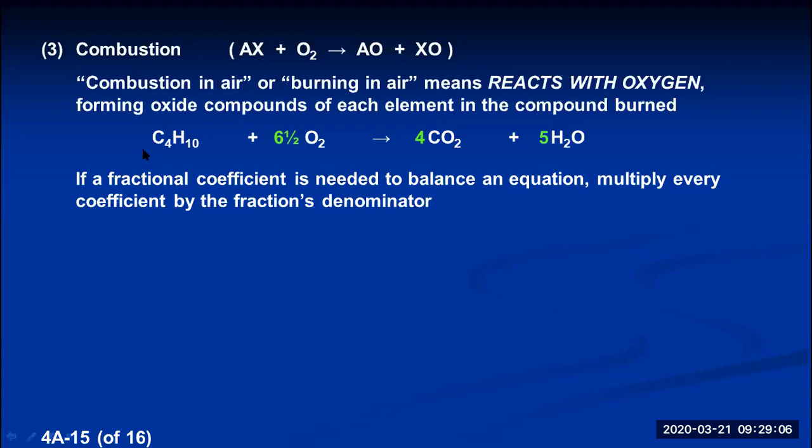So I'm going to multiply this coefficient by the denominator of that fraction. So 1 times 2 is 2. Then I'm going to multiply the 6.5 by 2, and that's going to make it 13. Then I'm going to multiply the 4 by 2. That's going to make it 8. And then I'm going to multiply the 5 by 2, and that's going to make it 10. It's still going to be balanced. You just doubled the number of atoms, but now you don't have any fractions.